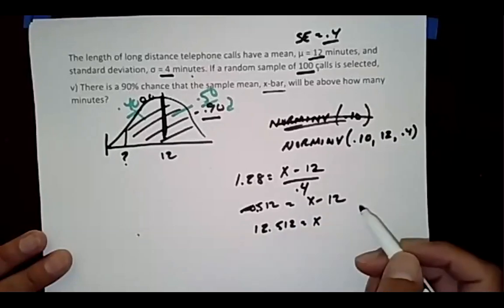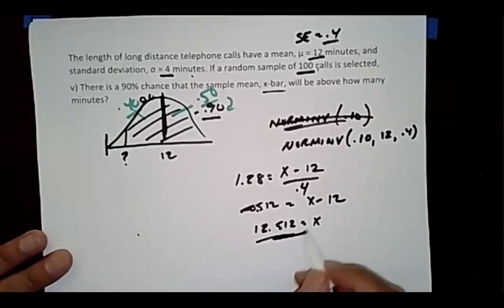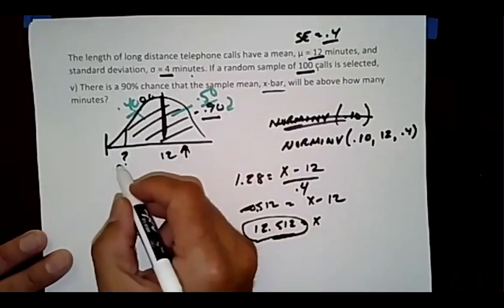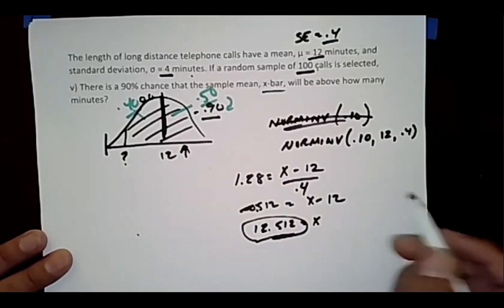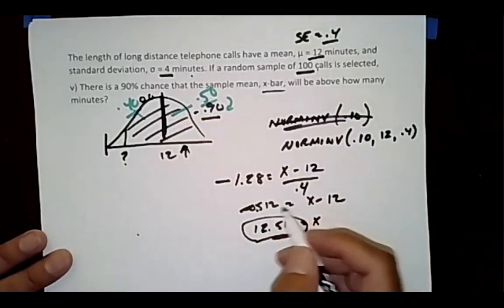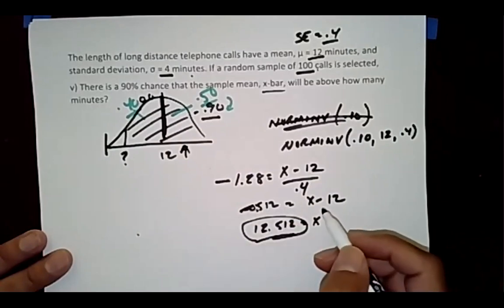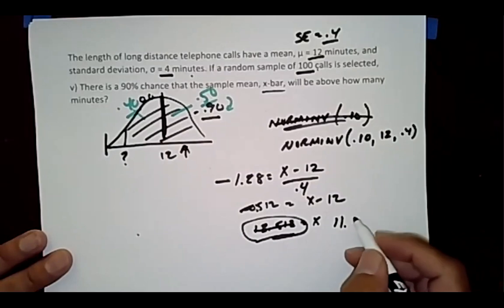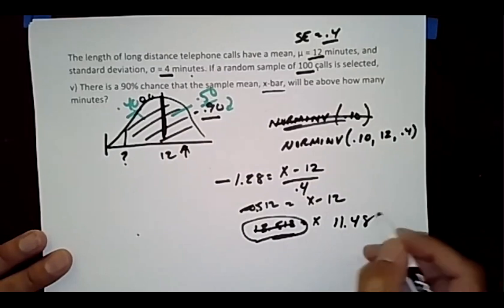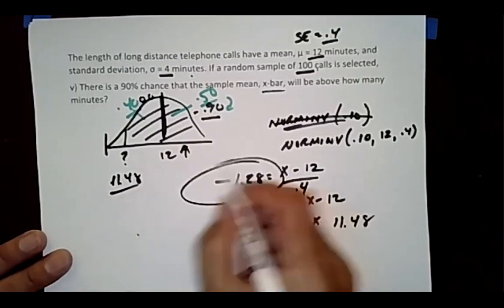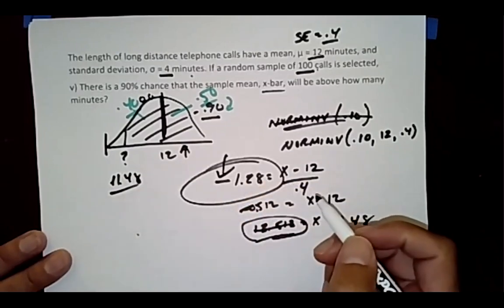I did this on purpose. This is the wrong value. 12.5 is to the right. How can it be 12.5? It's going to be less. I made a mistake. What's the mistake I made? Negative, right? It's to the left of the mean, so you take 12, you minus 0.5. So the answer is going to be 11.48 or something like that. This negative sign is one of the most common mistakes that students make.